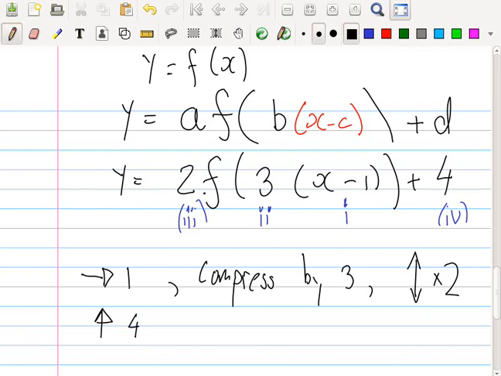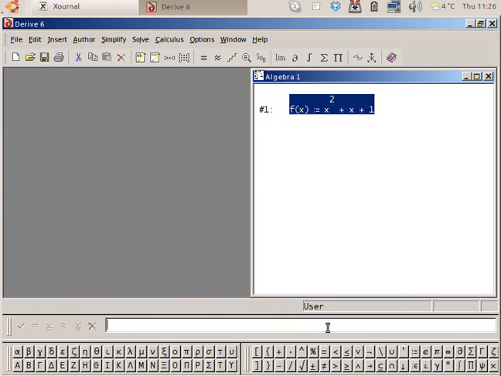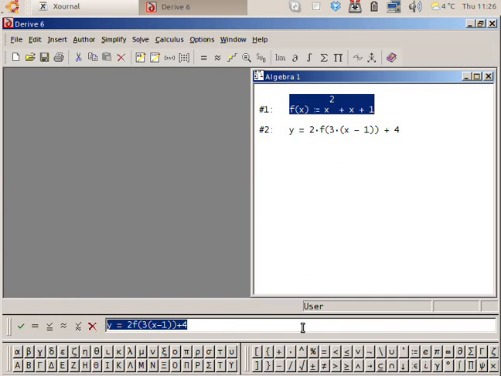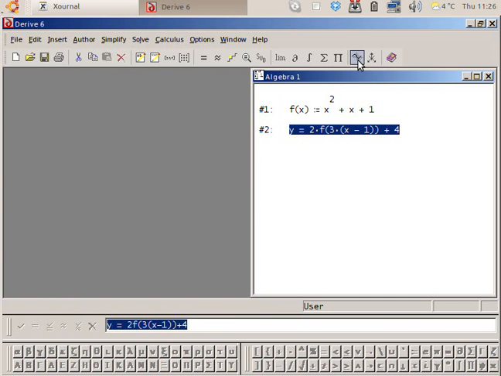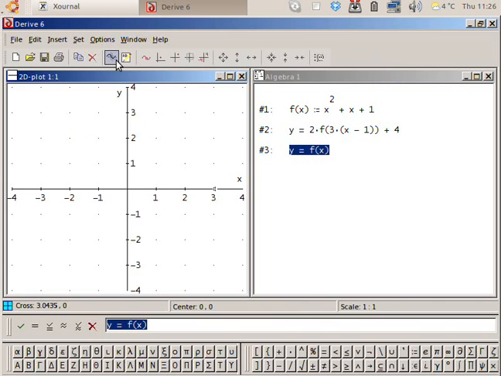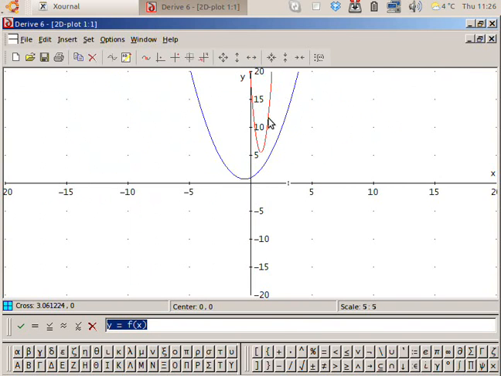I just need you to write this down so you can read it back to me. Did somebody write that down? Yeah, okay. So if I delete this, okay. So I have y equals, what have I got? 2f(3(x minus 1)) plus 4. Okay. So I'll draw this. Okay, and then I'll draw the other one. Now you can't see the first one, so I'll have to zoom out. Okay, do you see it there?